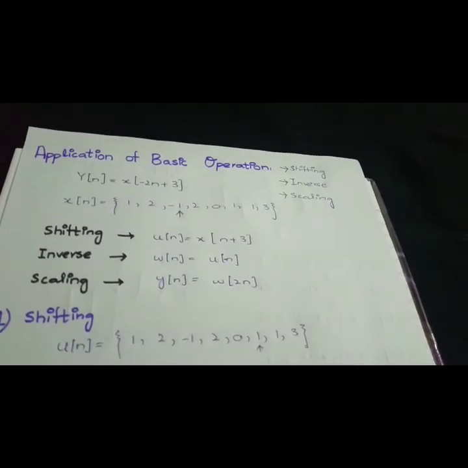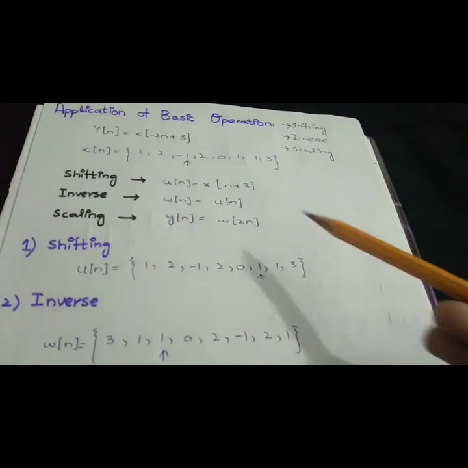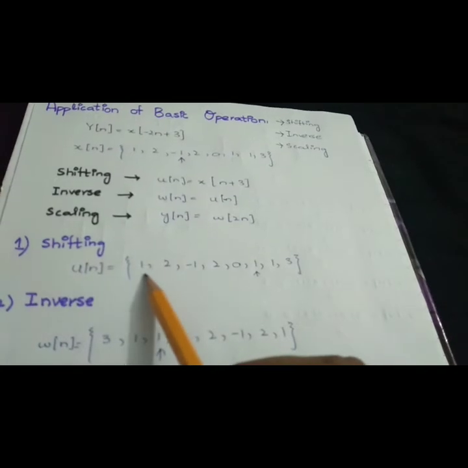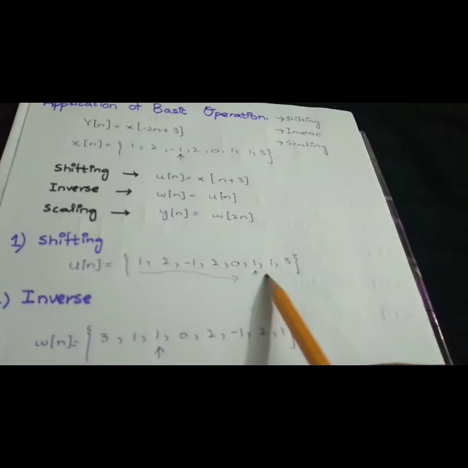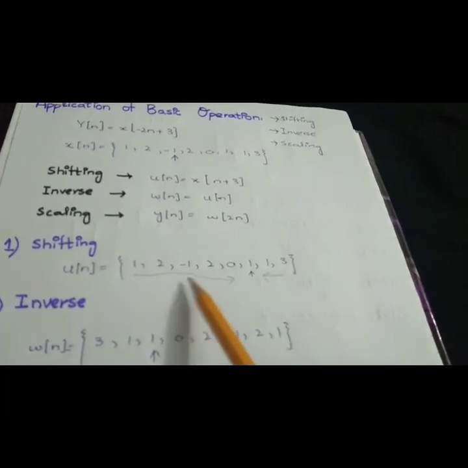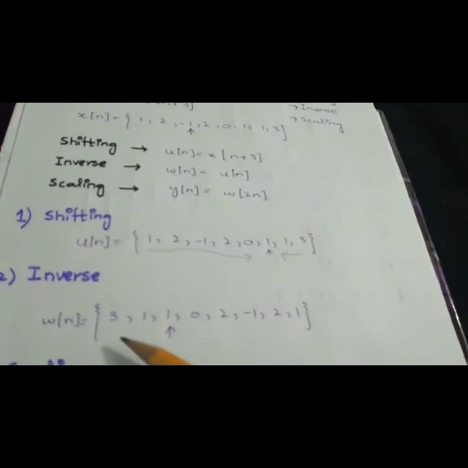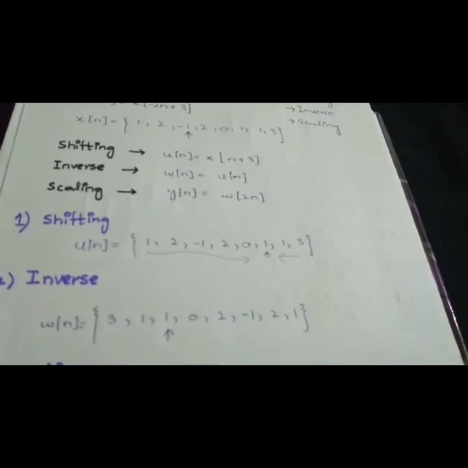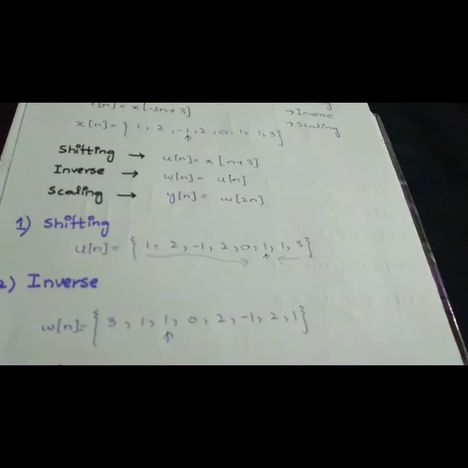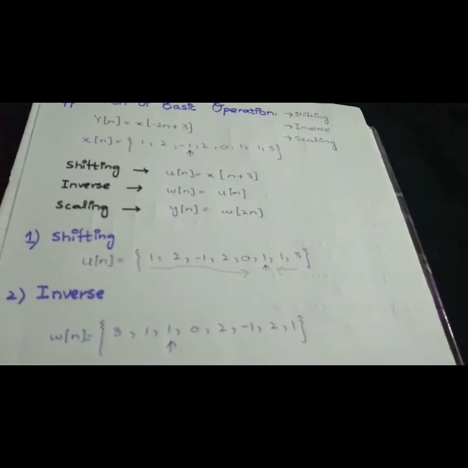Now we will do inverse. For inverse, we consider the equation omega of n equals u of minus n. It means we just flip all these values around the 0 index, so the values on the right go toward the left side around the 0 index, and our omega of n will be equal to 3, 1, 1, 0, 2, minus 1, 2 and 1.